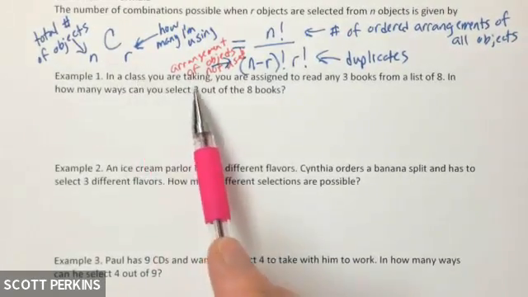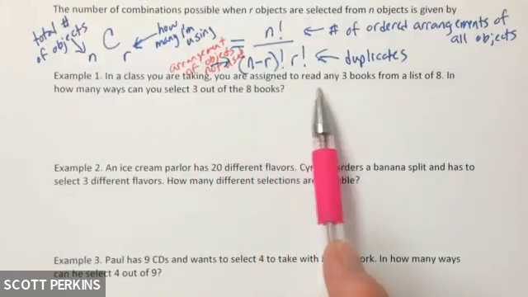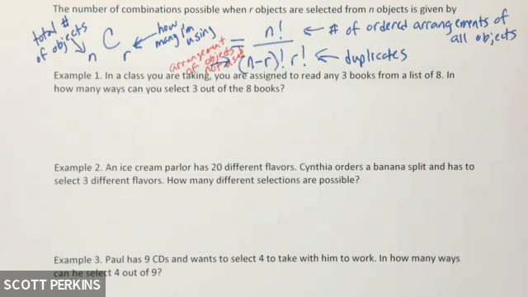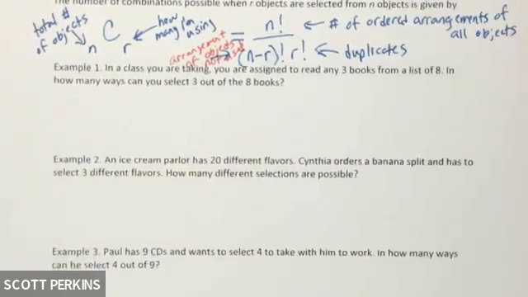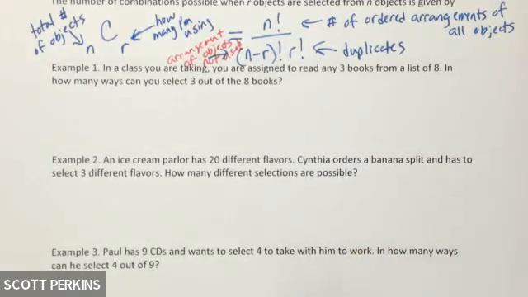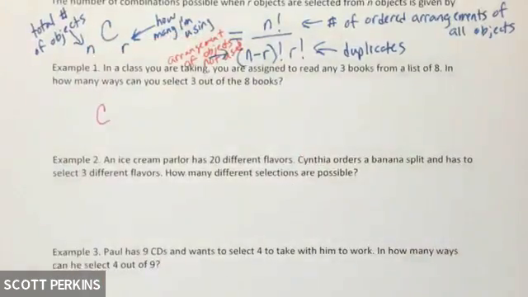It says, in a class you're taking, you're assigned to read any 3 books from a list of 8. So there's no, you're going to get more points for the first one. There's no ranking. There's no hierarchy. You're just picking any 3 books. And how many ways can you select the 3 books? Well, since order doesn't matter, there's no indication here that there's a preference. This is a combination problem.